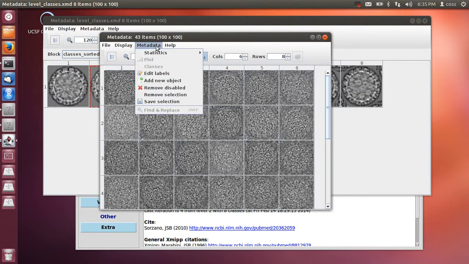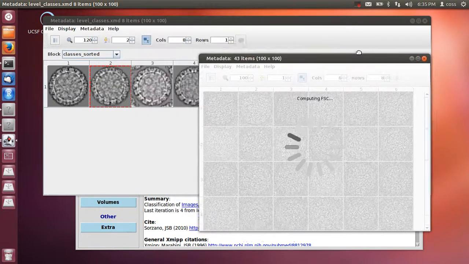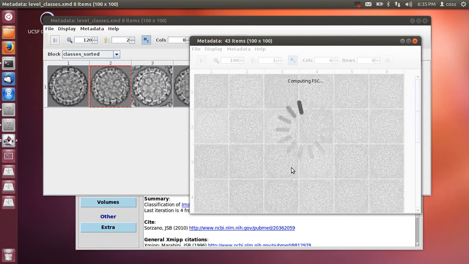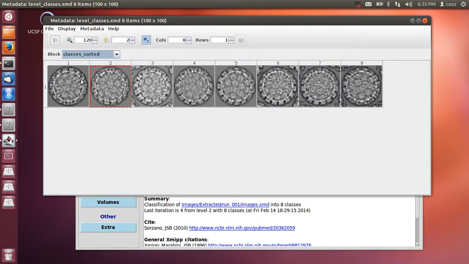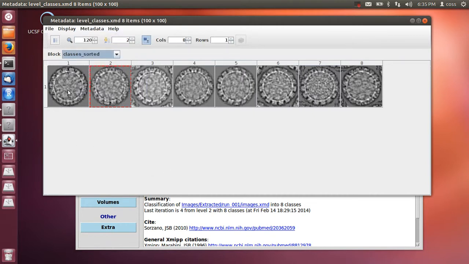Also, you may explore what is the Fourier shell correlation of this class. So you compute the Fourier shell correlation of the class. It seems we have some problem in here. So okay, for the moment we forget about it. And you may also, for instance, here it is mostly the analysis that you can do.